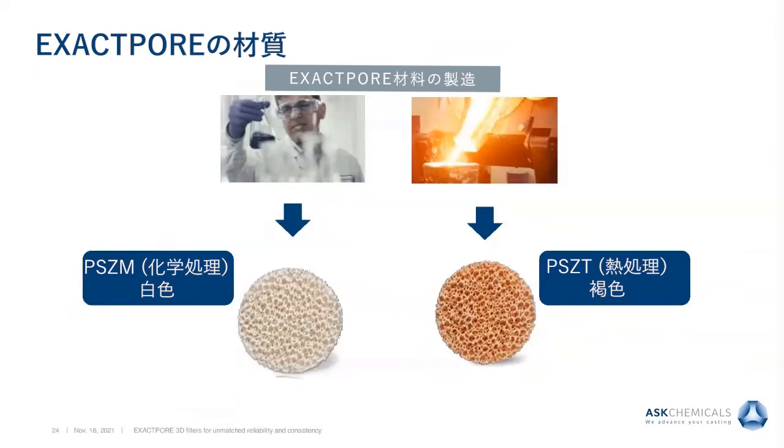The EXACTPORE materials are made with two different types of raw materials. First, the PSEM, which is a chemically derived zirconia that is white in color. And secondly, a PSZT, which is a thermally derived zirconia, which is tan in color.